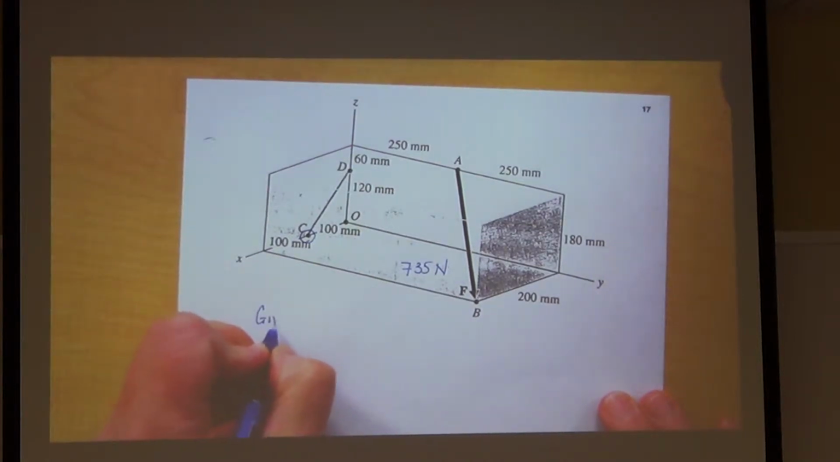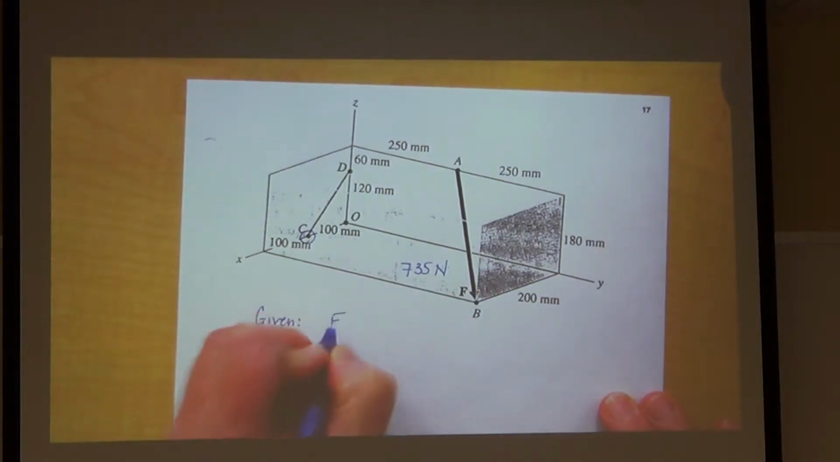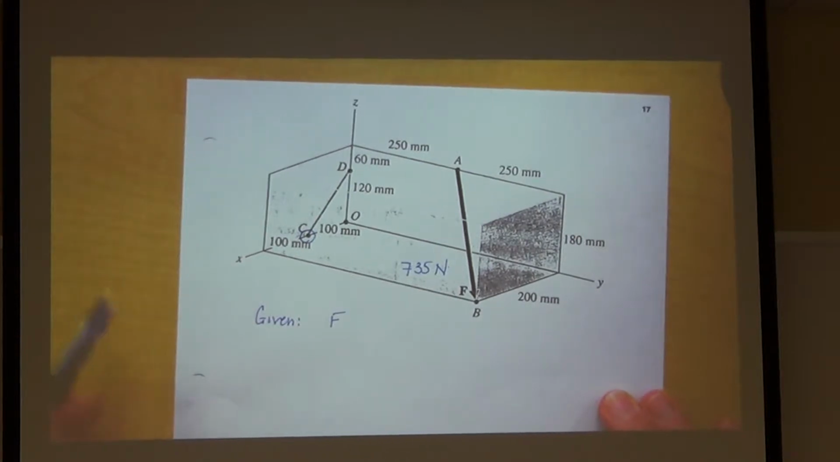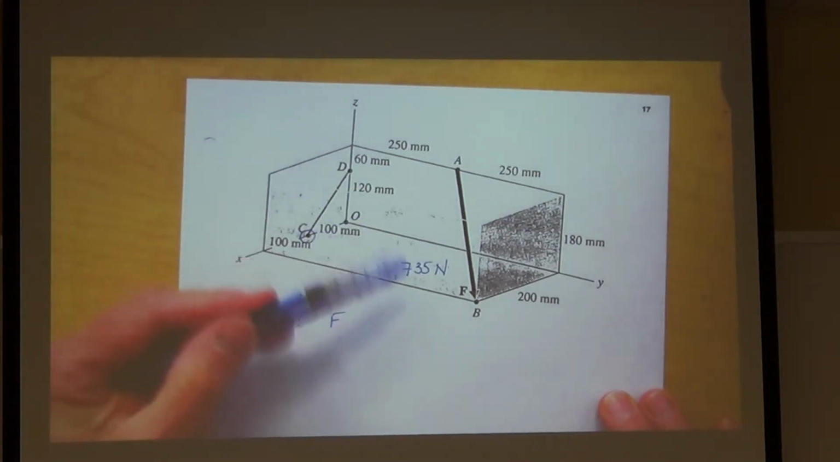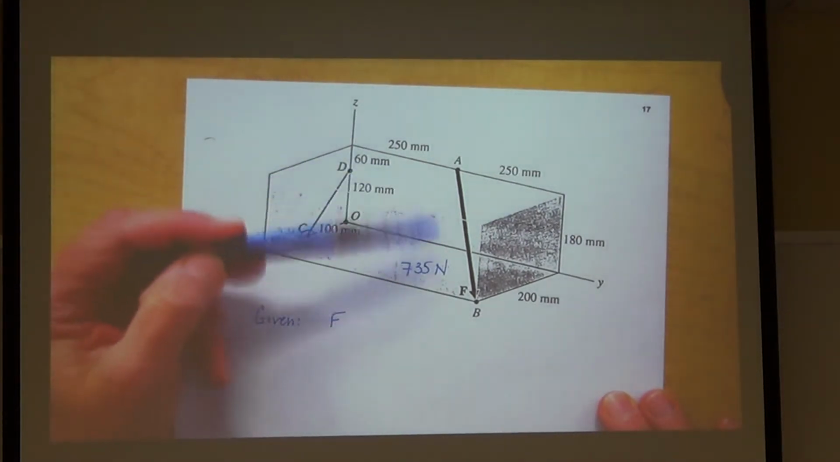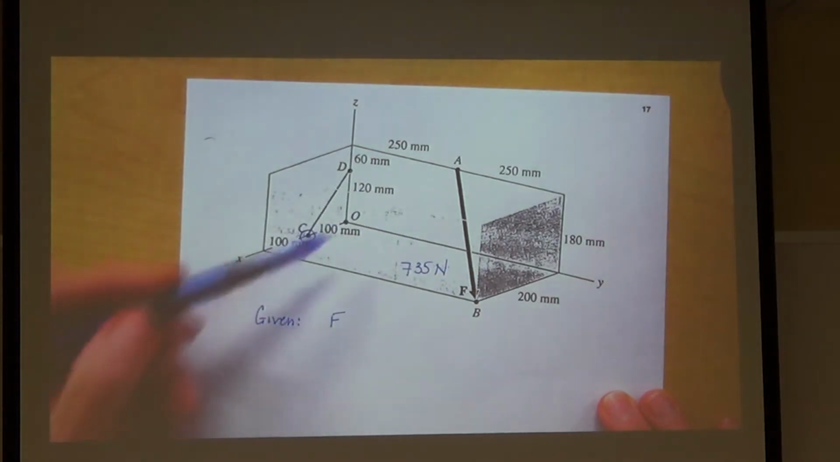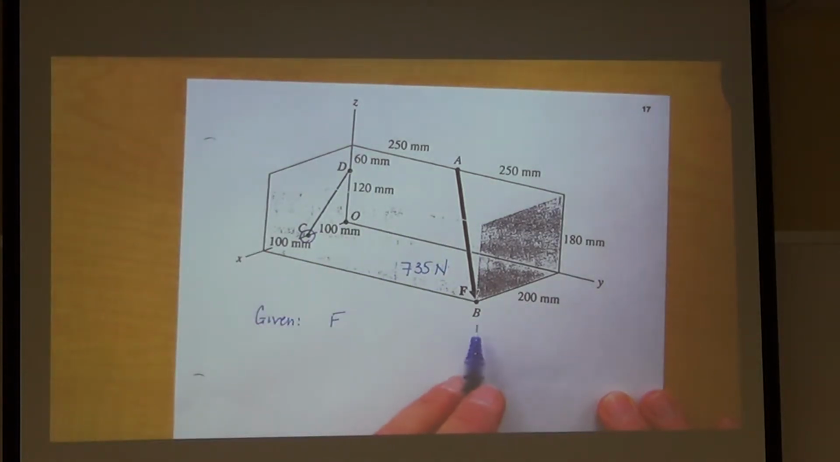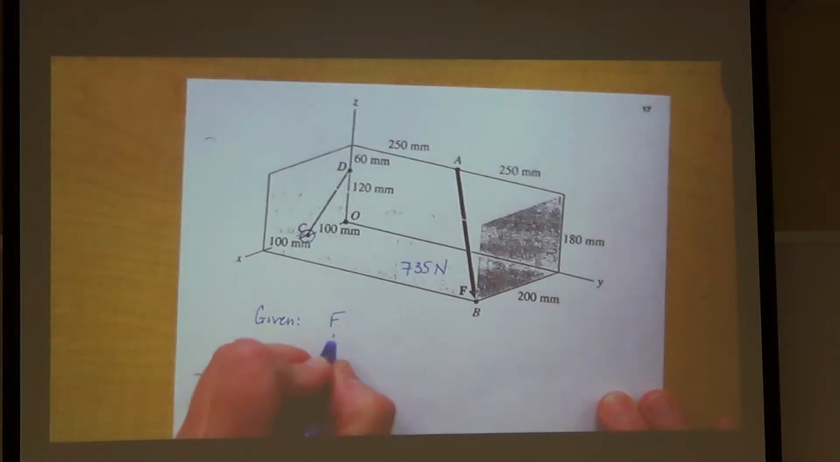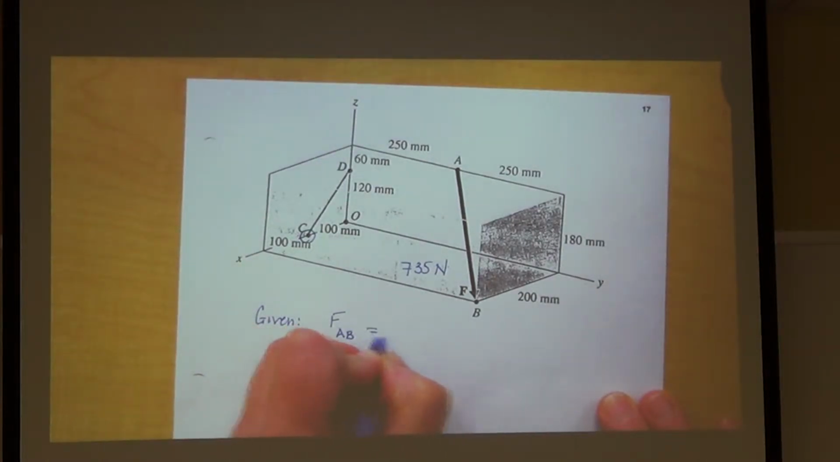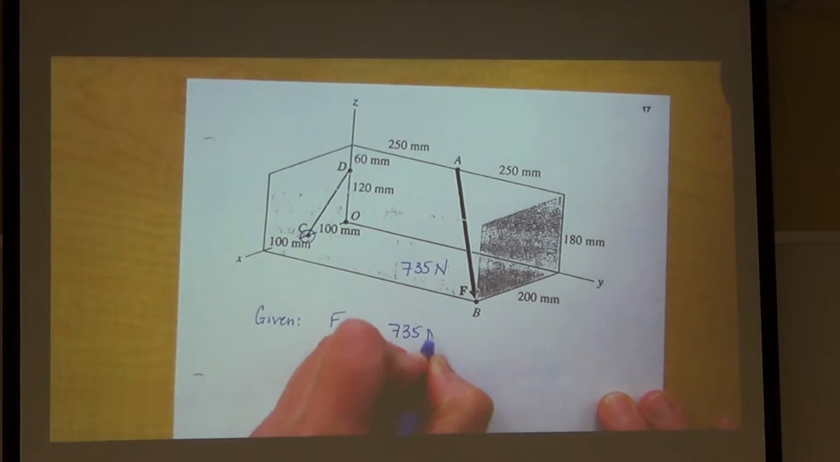So given the force, what do you want to call the force? What subscripts do you want to give this force? Jill, taking a look at this force, what do you want to call it? Capital F, what would the subscripts be? A to B. And we're given that it's 735 newtons.